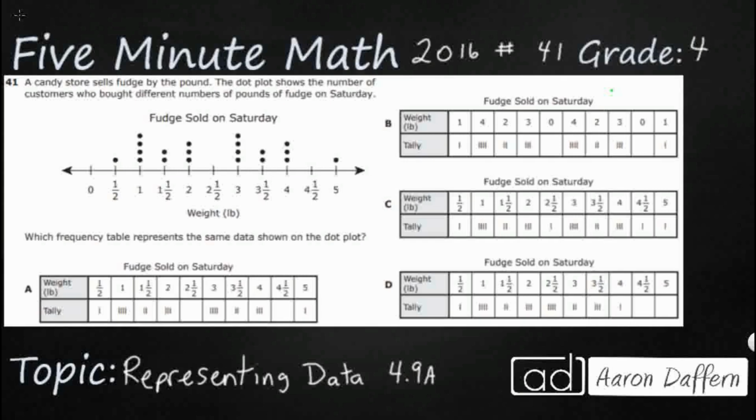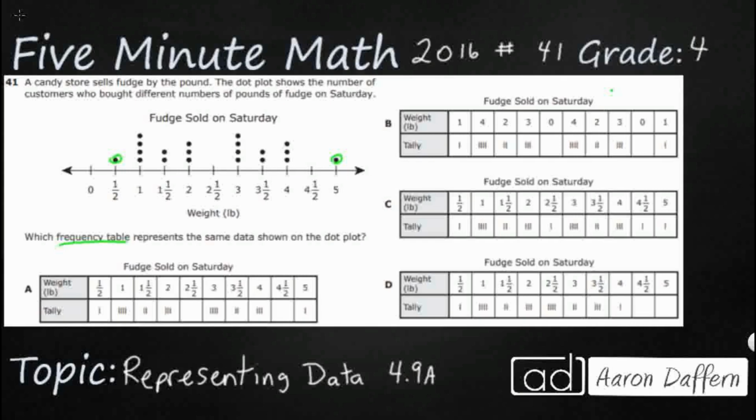So we have a candy store, and it is selling fudge by the pound. The dot plot shows the number of customers who bought different numbers of pounds of fudge on Saturday, all the way from, looks like my lowest is half a pound, all the way up to 5 pounds of fudge. So we need to change this into a frequency table. This frequency table is just another way of saying a tally chart. So we're looking at all of our different weights, and we're simply converting these dots into tallies.